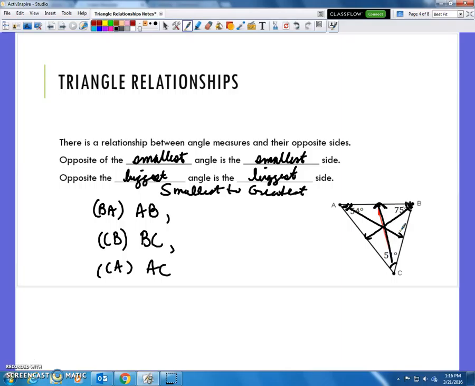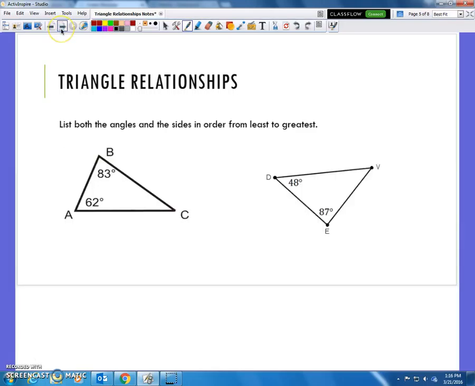Okay, it's going to be really hard to tell just by looking at the diagram here which of these sides is smaller, but if I know the angles, I can tell which sides are smaller. Okay, it says list both the angles and sides in order from least to greatest. All right, so we got a little arithmetic to do here. Before I can do anything, I need to figure out what the measure of this angle is. So I'm going to use my algebra.